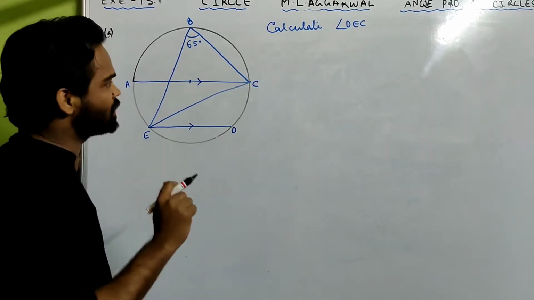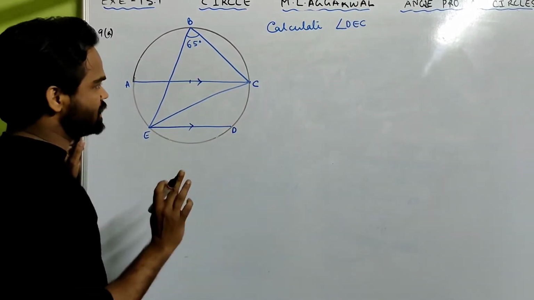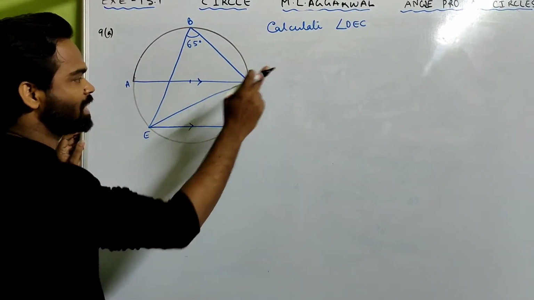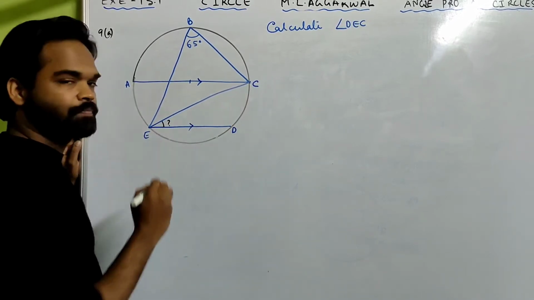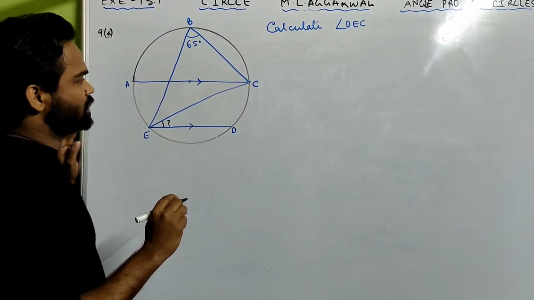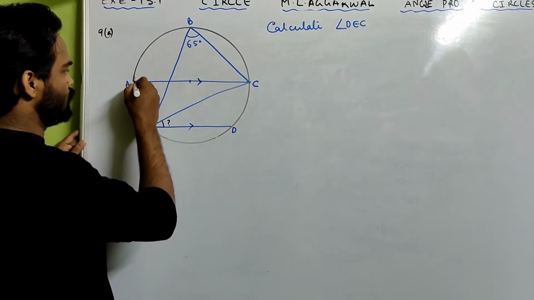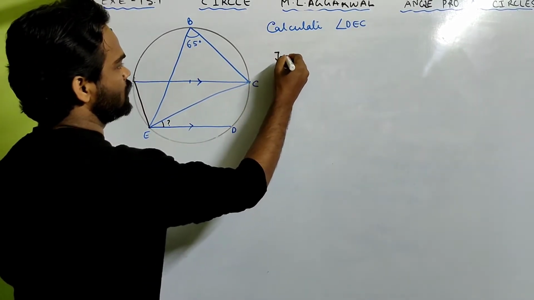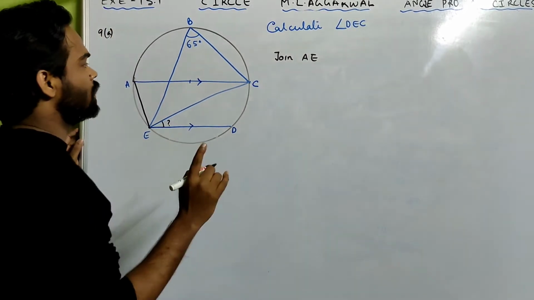Now look at 9 part A. They've given a circle. AC is parallel to ED. Angle CBE is 65. Calculate DEC. This angle they want. Now how to get this? What I'll do, a construction. I'll join AE. Now look carefully.